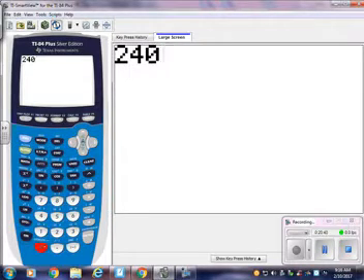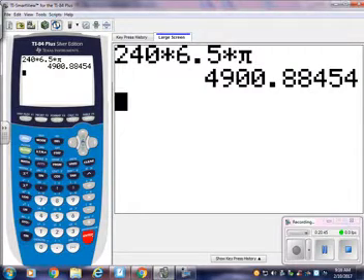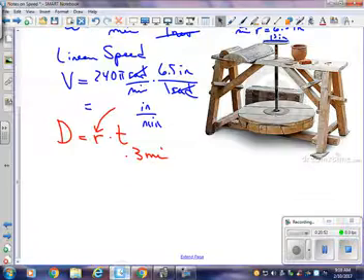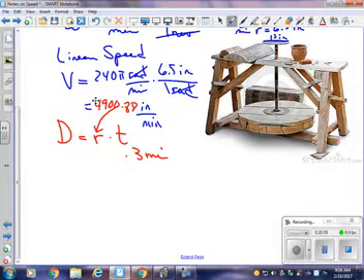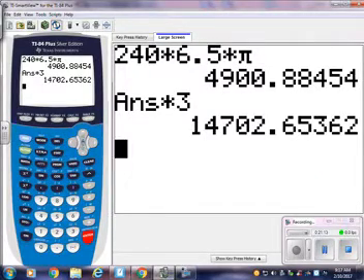So I am going to do 240 times 6.5 times pi and get this decimal. I'm going to leave that decimal on my screen, but I'm going to come back over here and write down 4,900.88 inches per minute, but I'm going to use the whole decimal. I'm going to use answer here so I can use all the decimal places times 3 minutes. I'm going to do times 3 so I have all the accuracy that I need. And now I can round that off, 14,702.65.